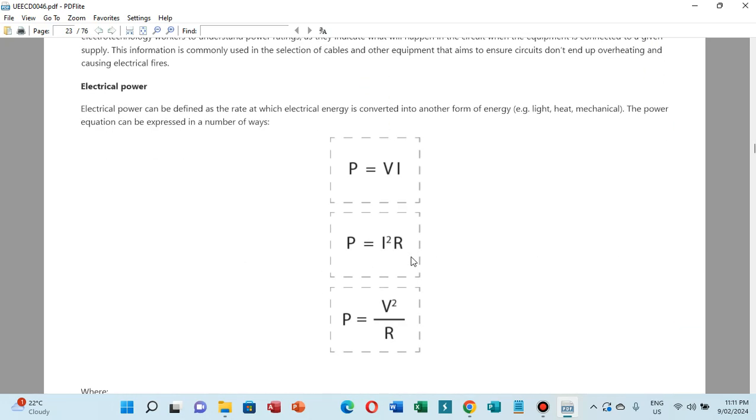So there is also an equation to calculate it. Electrical power is defined as the rate at which electrical energy is converted into another form of energy, like heat or mechanical. The power equation can be expressed in a number of ways.